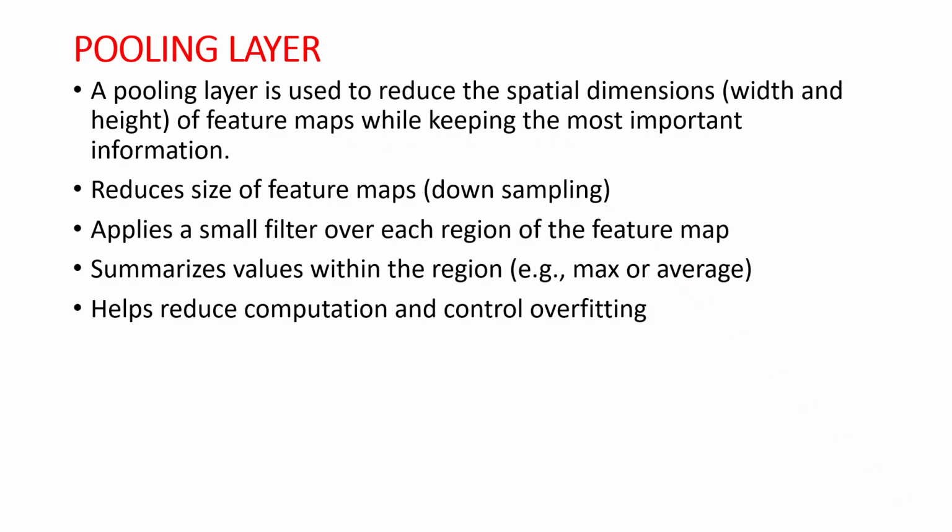A pooling layer is used to reduce the spatial dimensions, specifically the width and the height, of feature maps while systematically keeping the most important information. This operation reduces the size of feature maps through down sampling by applying a small filter over each region of the feature map and summarizing the values within that region. This process helps reduce computation and control overfitting.